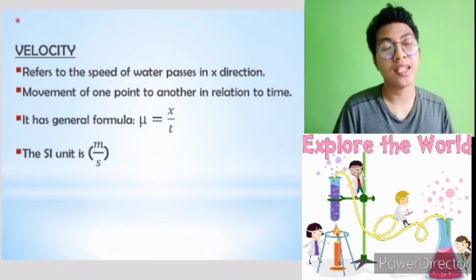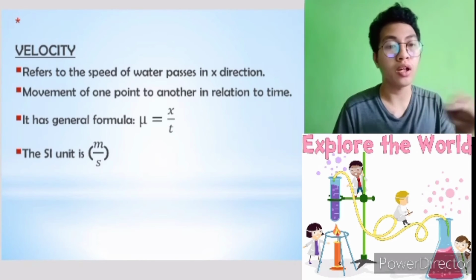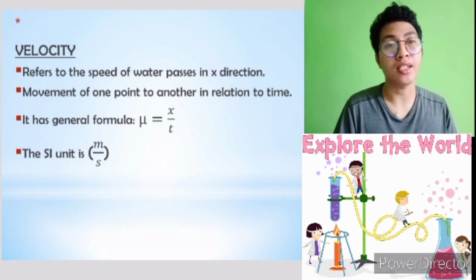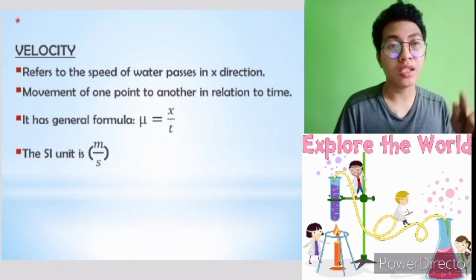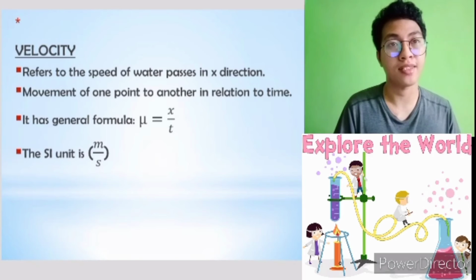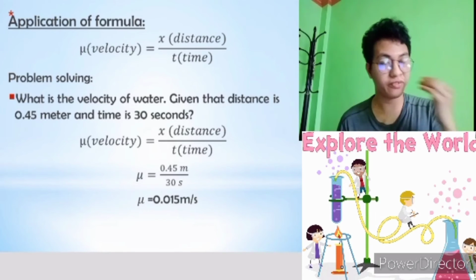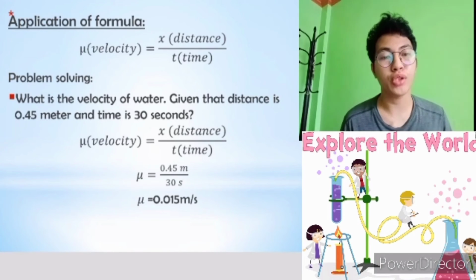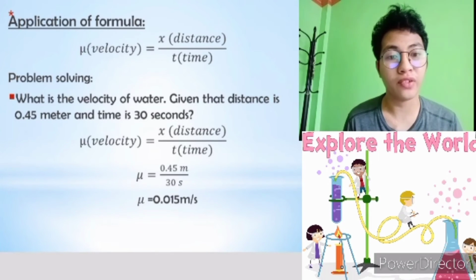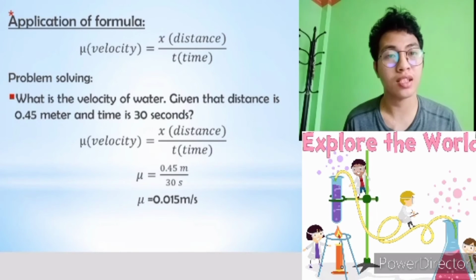So velocity has the general formula of mu equals to x divided by t. And always remember that the SI or International Unit System of the velocity is meter divided by seconds. Application formula of the velocity. So like what I've said, velocity has a general formula of mu equals to x all over by t. So mu refers to velocity, x refers to the distance, and t refers to the time.